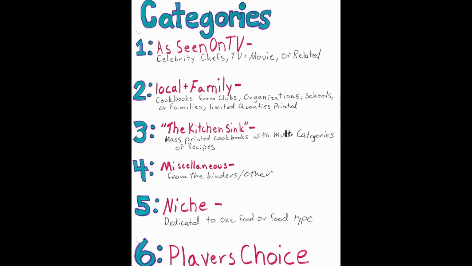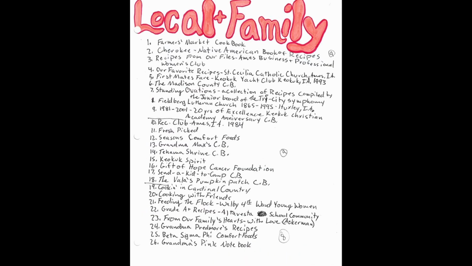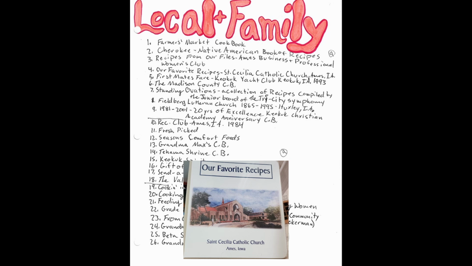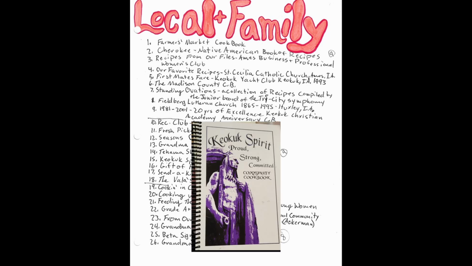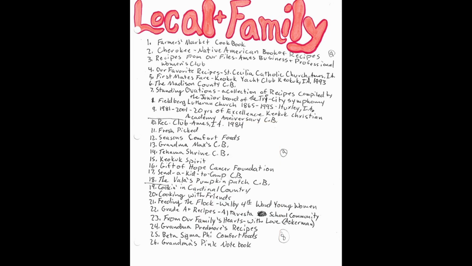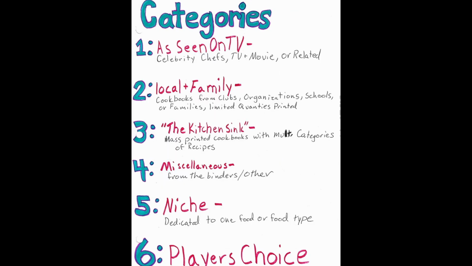Feel free to pause and take a look at this list if you want to know what cookbooks I have in this category. Category 2 is local and family. This category has cookbooks from clubs, organizations, schools, family, very limited quantity prints, a lot of fundraising cookbooks. Some examples are Our Favorite Recipes from St. Cecilia Catholic Church in Ames, Iowa, the Gift of Hope Cancer Foundation cookbook, the Keokuk Spirit cookbook, and both of my grandma's cookbooks.